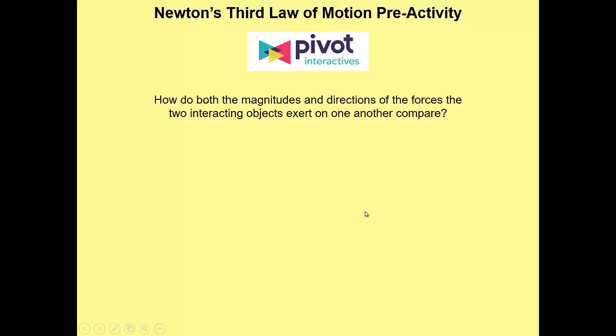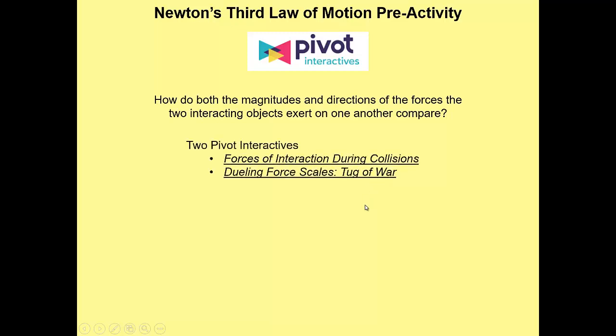Now, in this case, like I said, we're trying to figure out how the magnitudes and the directions of the forces of two interacting objects compare to one another, right, when they're interacting. So to do that, we're going to do a couple of pivots. The first one is called forces of interaction during collisions. The second one is called dueling force scales, tug of war.